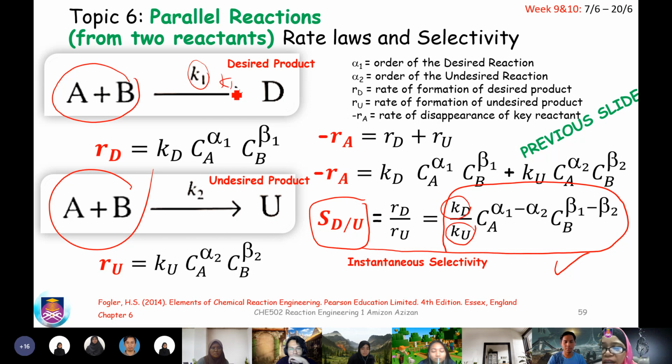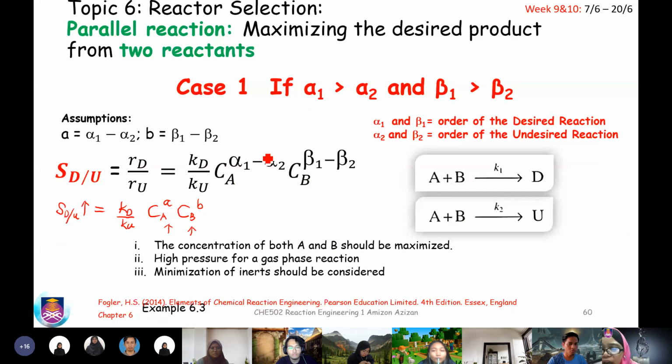KD is simply here, KU is simply here, the same thing. So we have two concentrations, A and B, of course, to the power of the exponent. So we have CA to the power of that exponent, CB to the power of that exponent. To simplify, we replace that formula by small a and that formula by small b.